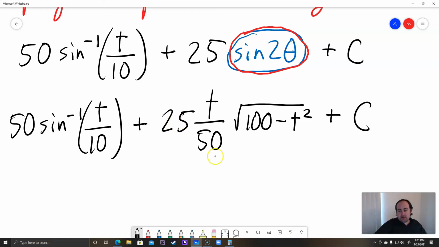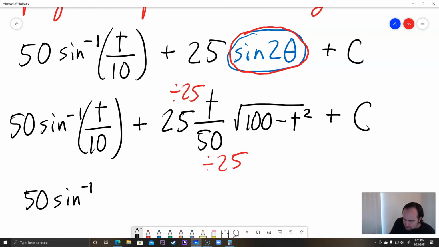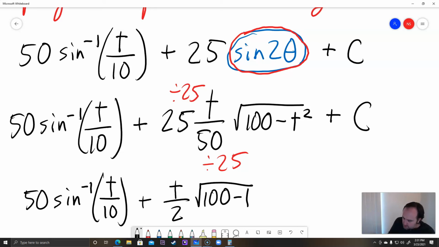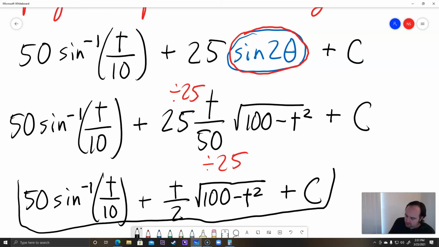Okay, and then we can cross out this 25 and 50. So if we divide the top and the bottom by 25, we're going to be left with a 2 on the bottom. Okay, so we have 50 sine inverse of t over 10 plus t over 2, right, because there's still a 2 left over on the bottom, times the square root of 100 minus t squared plus c. All right, and then that whole thing there is our final answer, which was quite a lot of work.